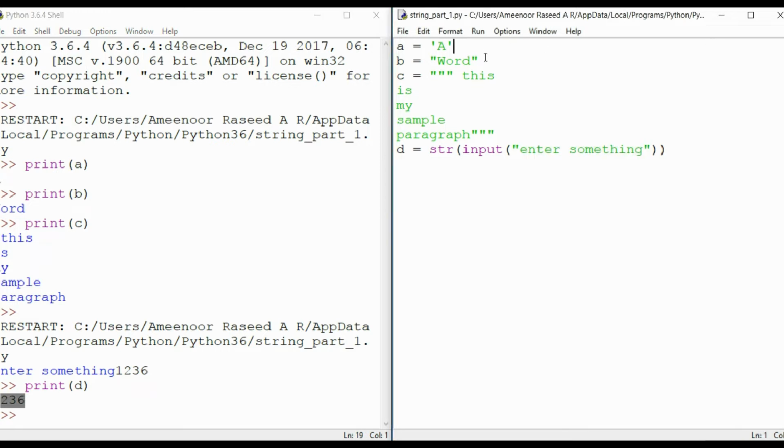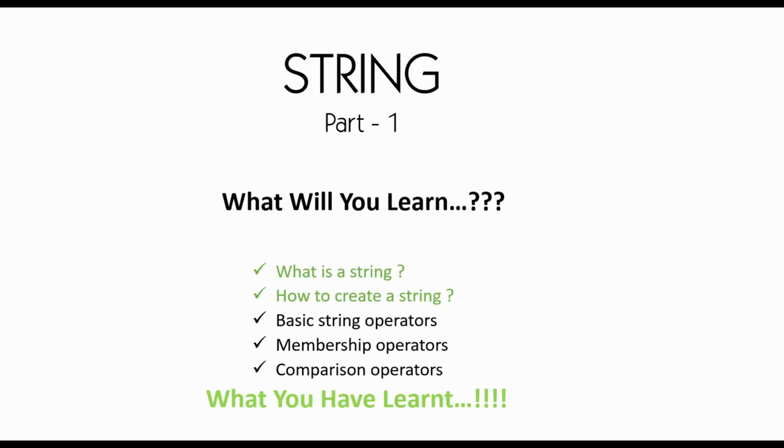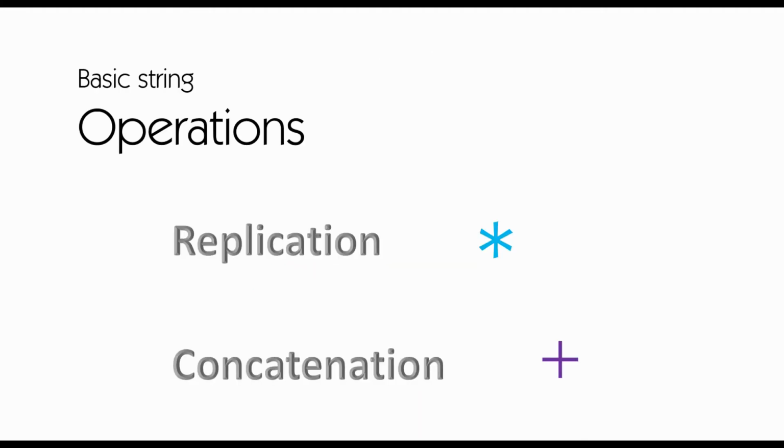So this is how you can create strings from the user. First we have seen what is a string, and next how to create strings by using single quotation marks, double quotation marks and triple quotation marks. So we have learned how to create the string. Next, basic string operators. There are two basic string operations, replication and concatenation. Replication is, as usual, multiplication, and concatenation is addition. Replication shows how to multiply a string, and concatenation shows how to add a string.